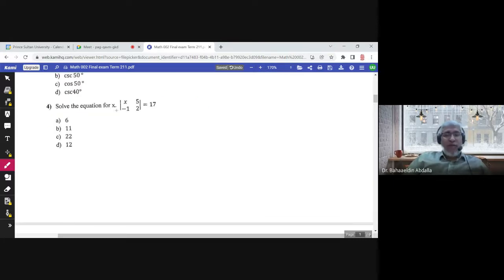Solve this equation for x. Well, this is a determinant. We studied determinants in section 9.5, and this is a 2 by 2 determinant. We know how to find it. We multiply 2 times x minus negative 1 times 5. And this should be equal to 17.